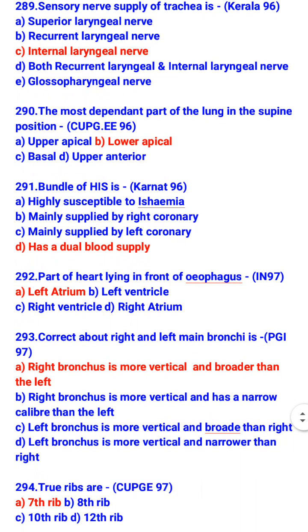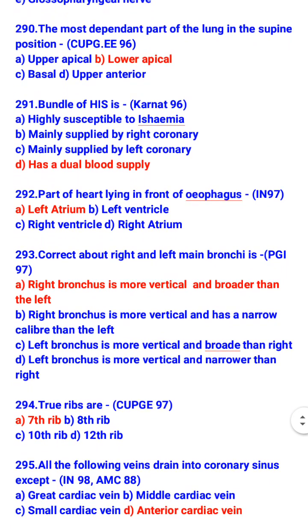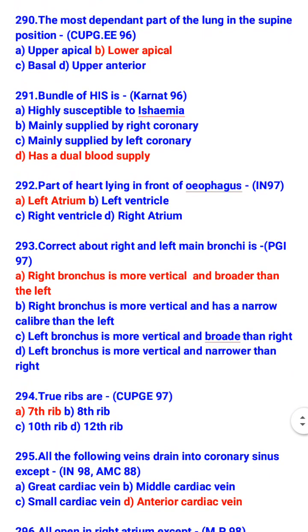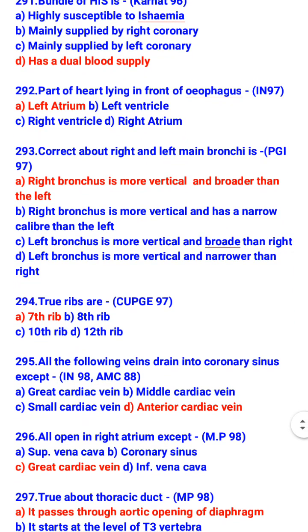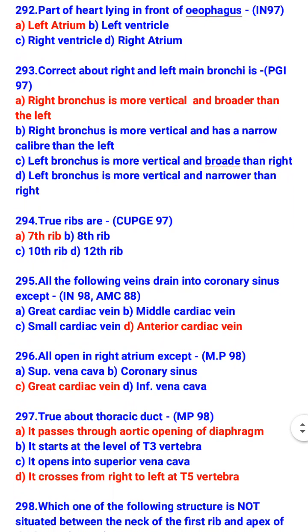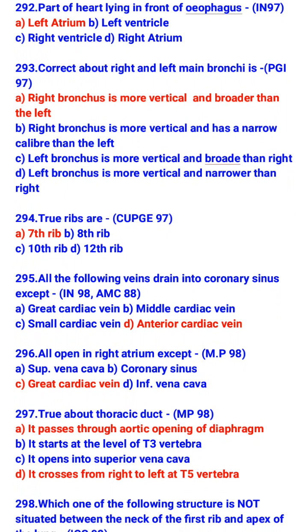Part of heart lying in front of esophagus is left atrium. Correct about right and left main bronchi is right bronchus is more vertical and broader than the left. True ribs are up to the 7th. All the following veins drain into coronary sinus except anterior cardiac vein.